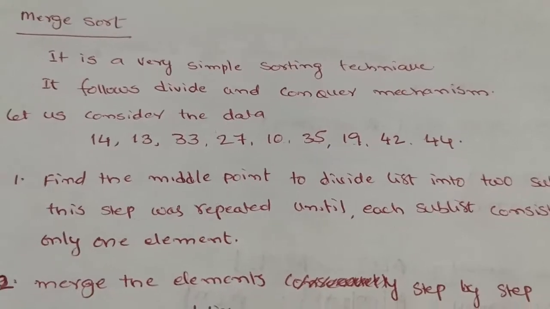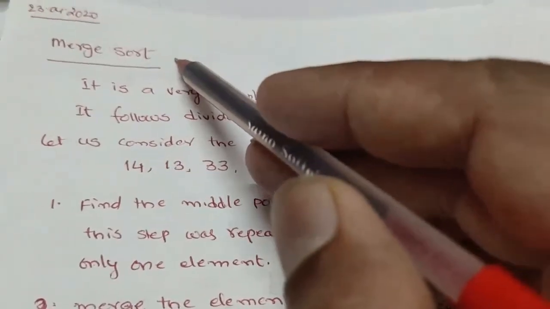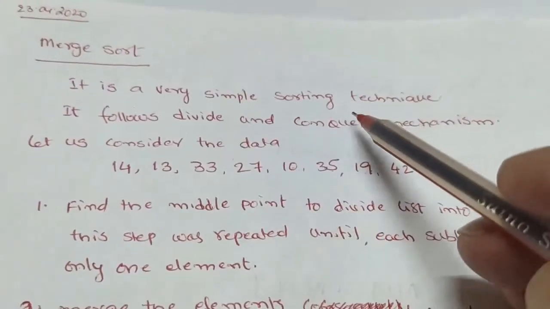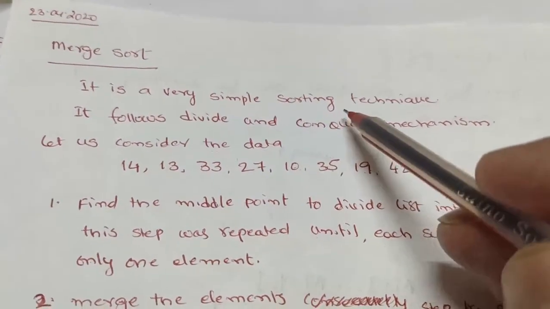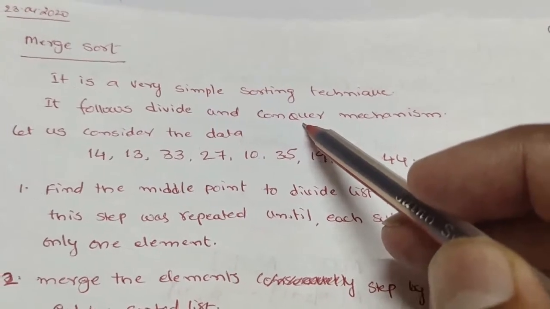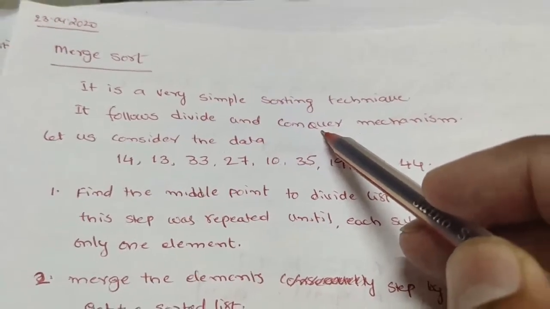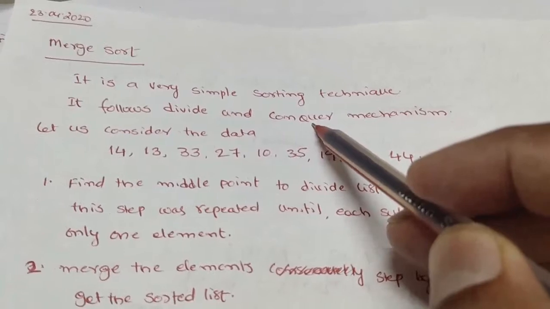Good morning. Today we are discussing the merge sort algorithm. The merge sort algorithm is a very simple sorting technique algorithm. It follows the divide and conquer mechanism. What do you mean by the divide and conquer mechanism?